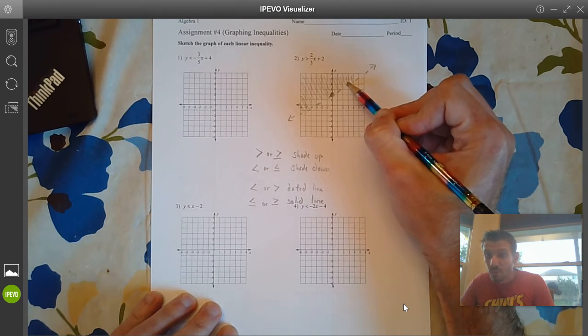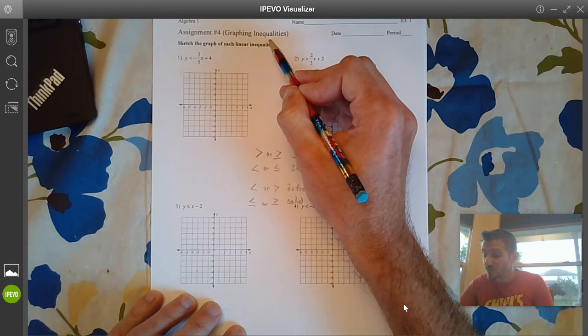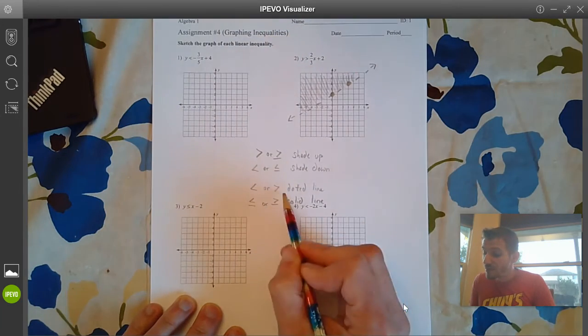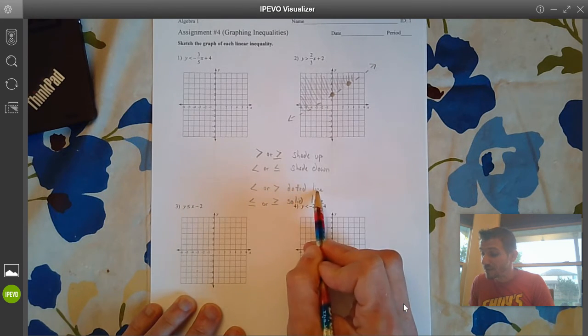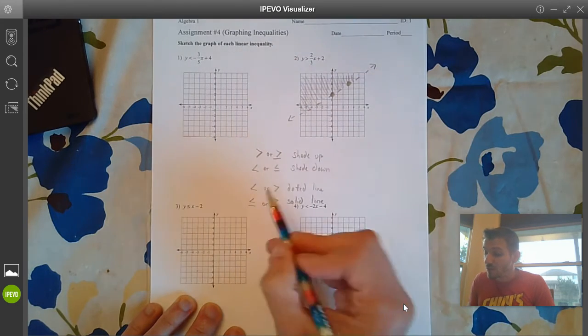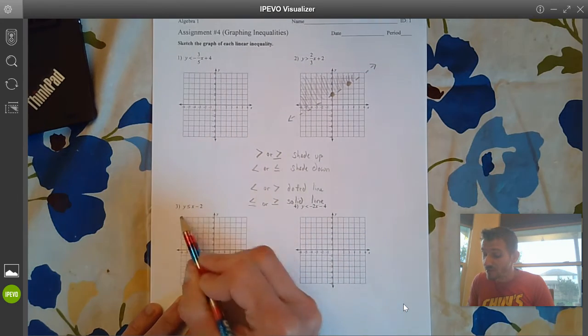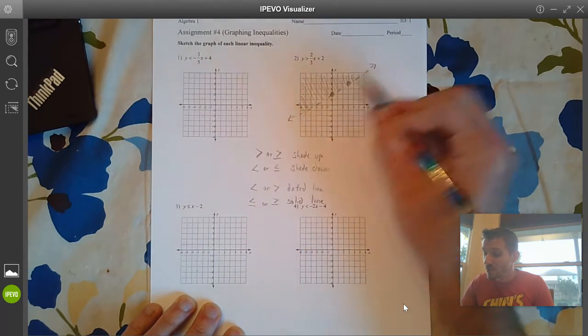Now, normally you would make a solid line, but here's where we're talking about inequalities. So a couple things to remember. If you see a less than or greater than sign, it's a dotted line. In this case, it is a dotted line. If it was underlined, like this example is, you should expect to see a solid line.